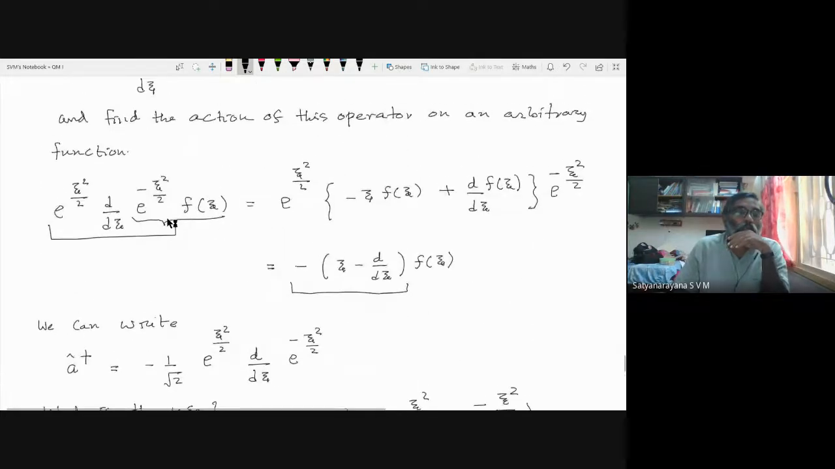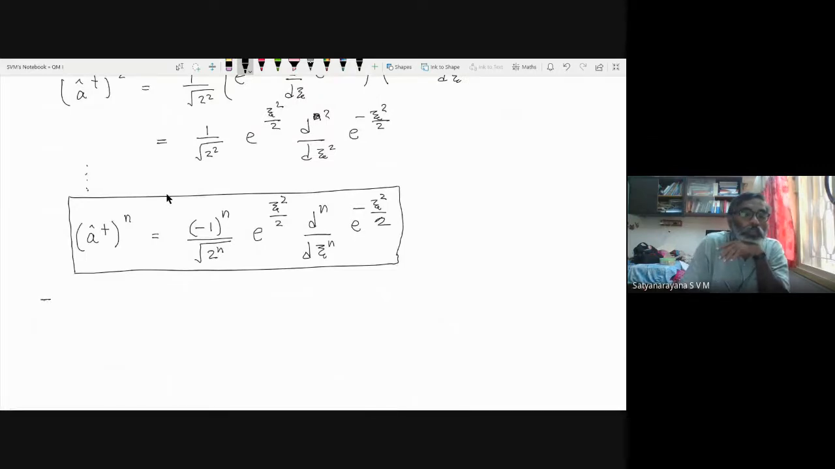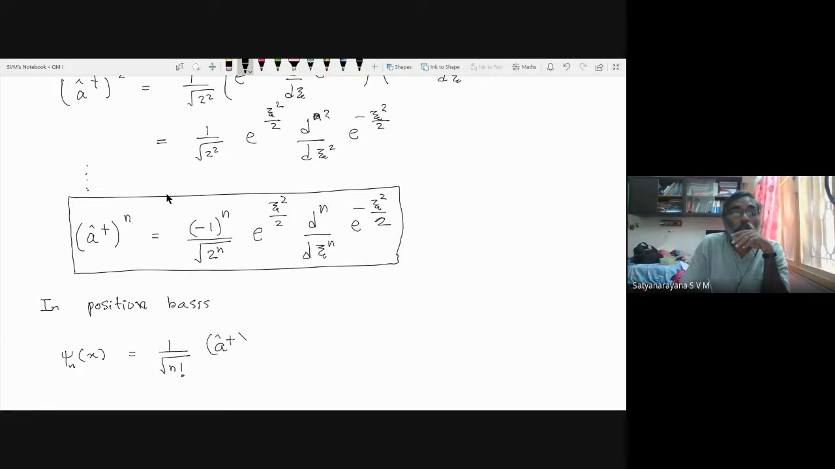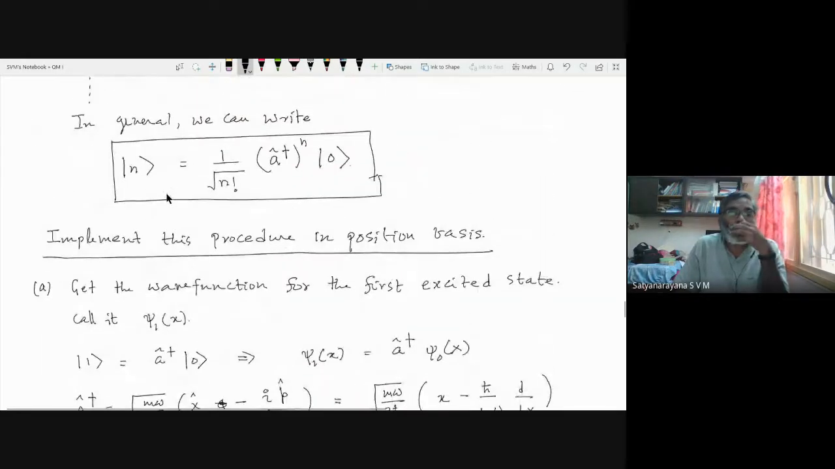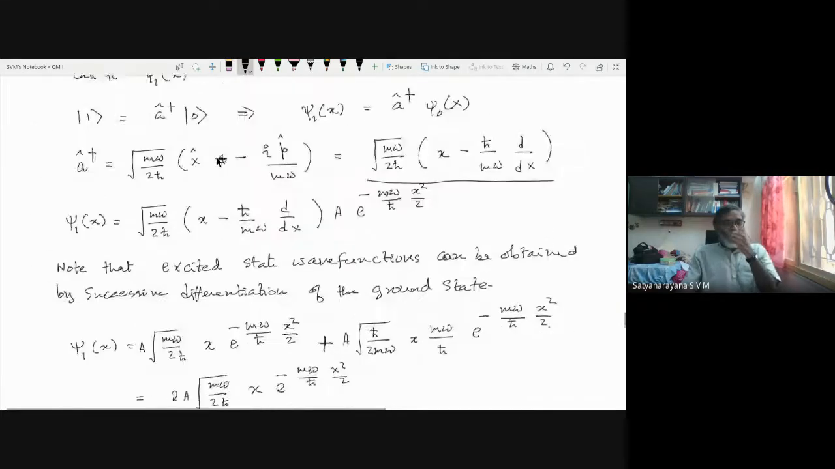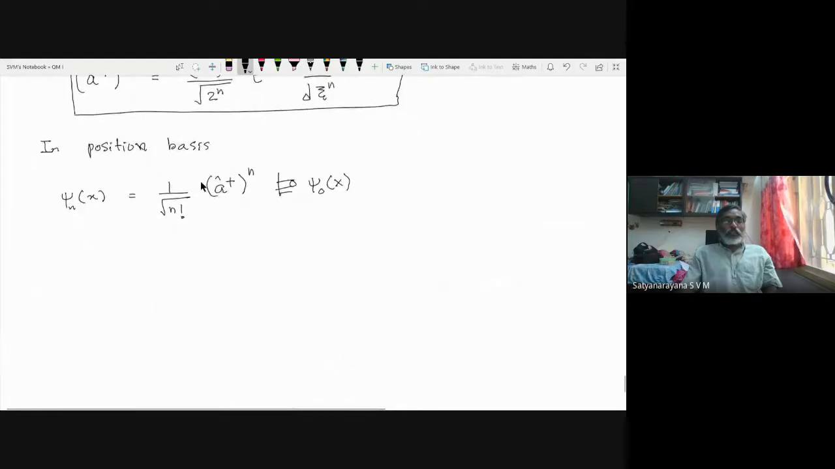Now let us go back to the position basis. In the position basis, we are going to write psi n of x is equal to 1 by square root of factorial n into a dagger raised to the power n acting on the ground state 0, where 0 is psi 0. So that is a general expression: in the position basis, the nth excited state wave function will be written in this fashion.